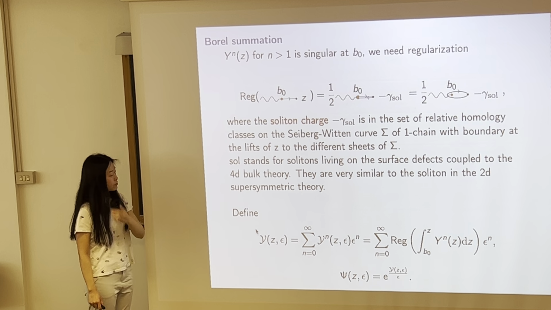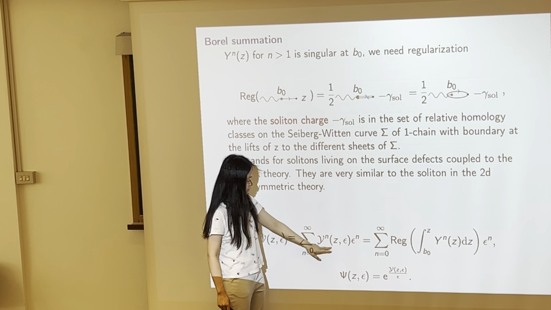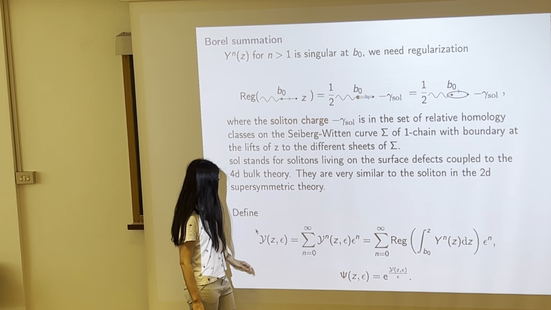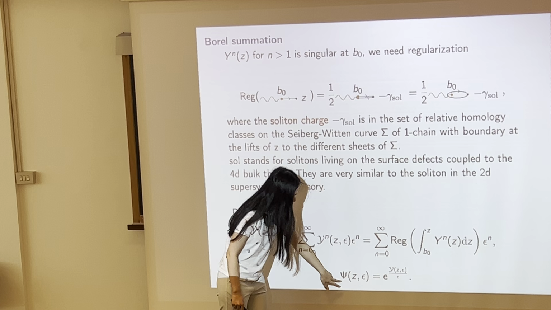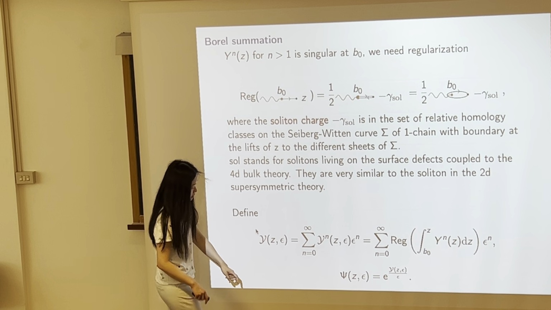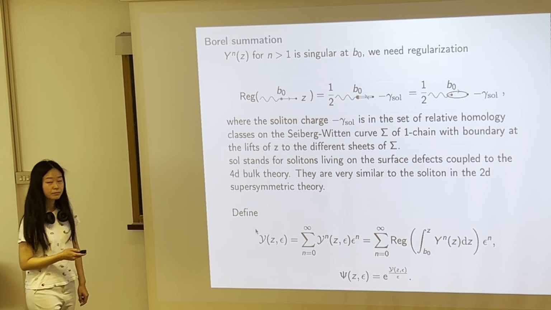So now I want to give a new label for this new series obtained by doing the integral first and using this particular regularization. I will call it curly Y. And the solution, which is the exponential of this thing, I will give a special notation, which is capital psi.